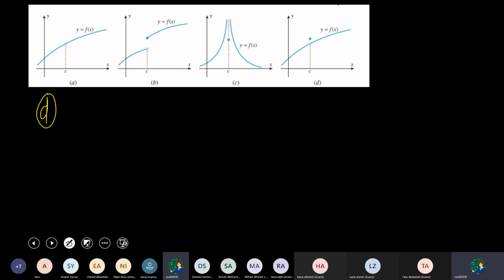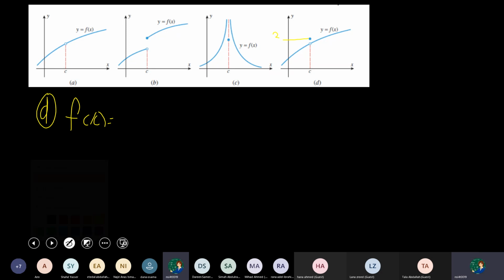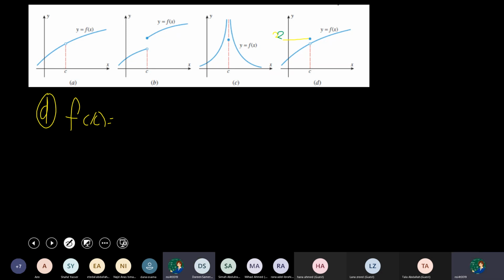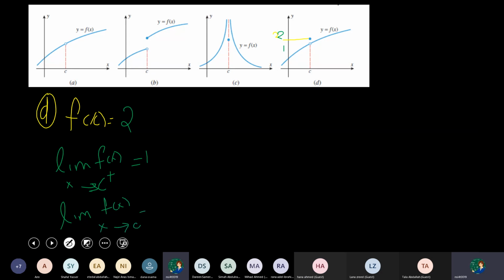Now look at D. In D here, what is the value of f of c? 2. Thank you. Now the limit of f of x when x approaches c from the right now. 1. Thank you. The limit of f of x when x approaches c from the left. Also 1.